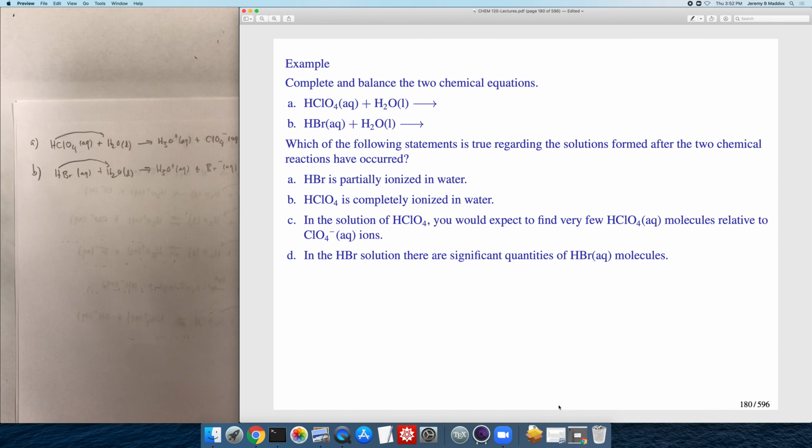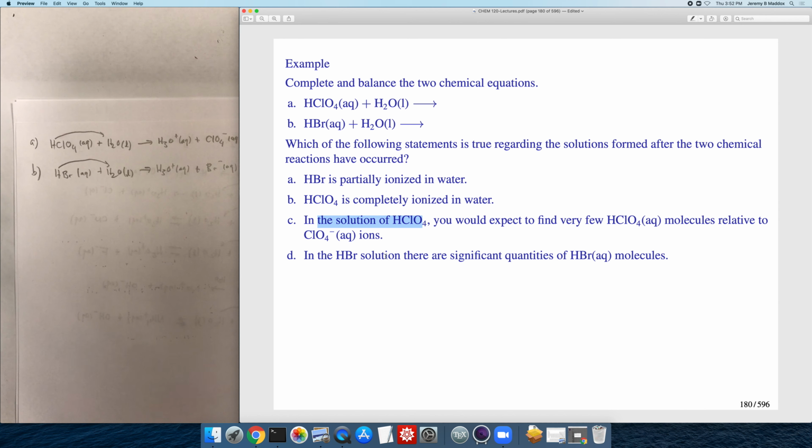Next, we have some conceptual questions. Which of the following statements is true? HBr is partially ionized in water. That's not true because hydrobromic acid is a strong acid, so it completely dissociates, completely ionizes in water. Perchlorate completely ionizes in water. Yes, that's true. Perchloric acid is a strong acid.